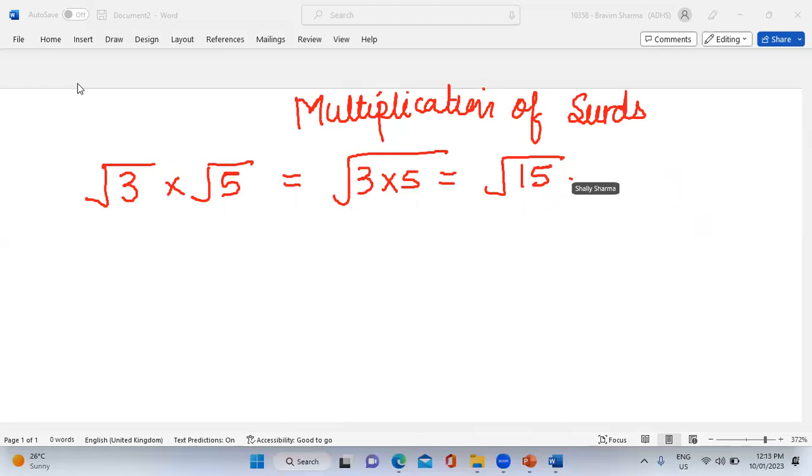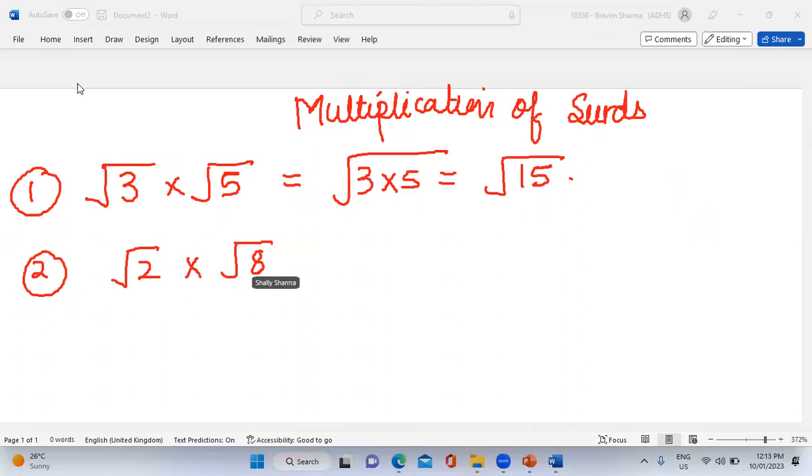Now let's say I got another question. Square root of 2 times square root of 8. So here what you can do, same thing. You can write it under one square root sign and you got it square root 16.